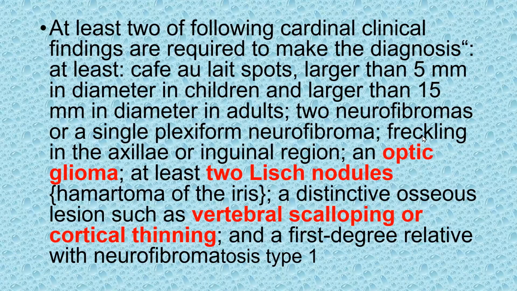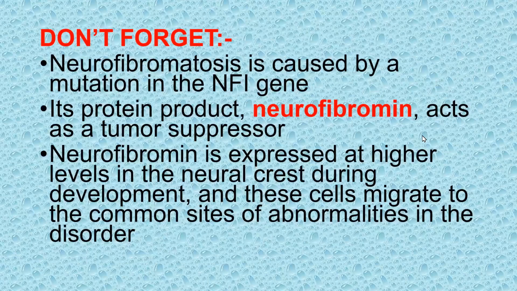So don't forget, neurofibromatosis is caused by a mutation in the neurofibromatosis 1 gene. Its protein product, neurofibromin, acts as a tumor suppressor. Neurofibromin is expressed at higher levels in the neural crest during development, and these cells migrate to the common sites of abnormalities in the disorder.